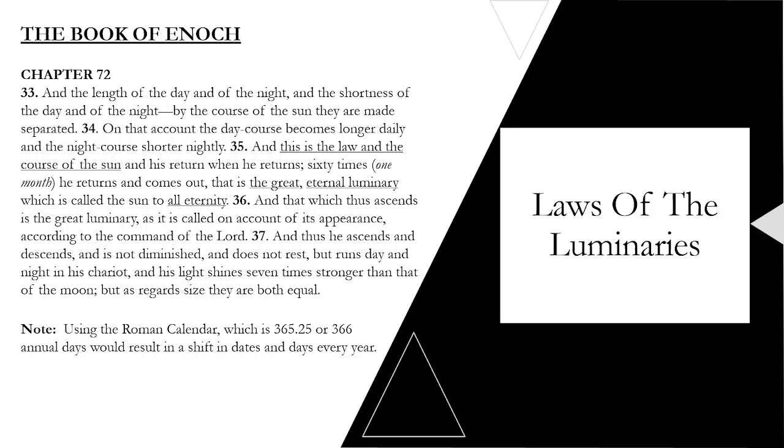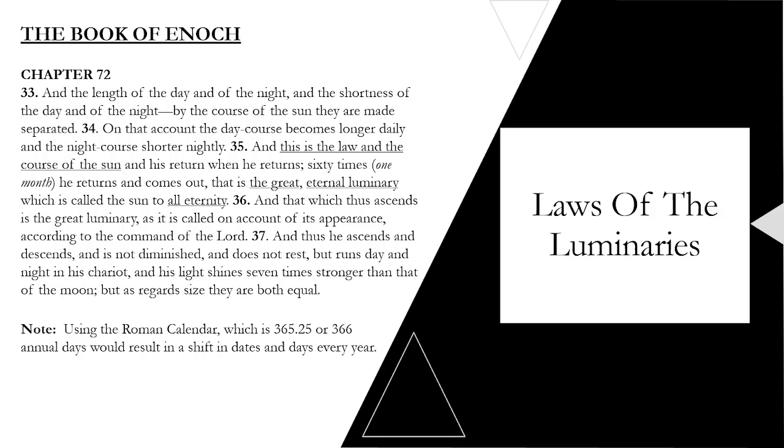60 times 1 month he returns and comes out. That is the great eternal luminary, which is called the sun to all eternity. And that which thus ascends is the great luminary, as it is called on account of its appearance, according to the command of YAHUAH. And thus he ascends and descends, and is not diminished, and does not rest, but runs day and night in his chariot, and his light shines 7 times stronger than that of the moon. And as regards size, they are both equal.